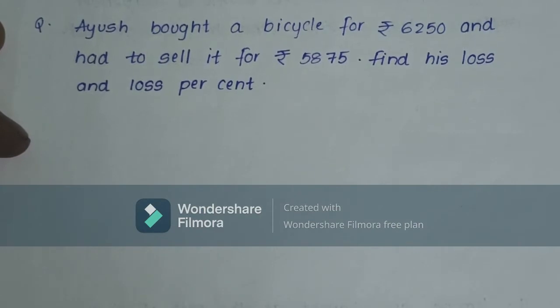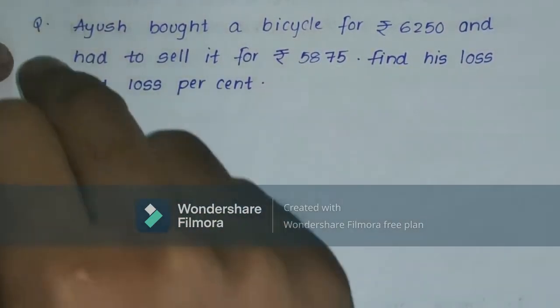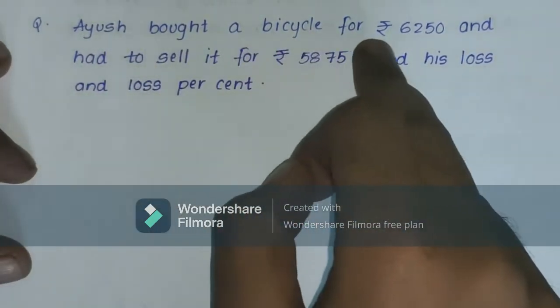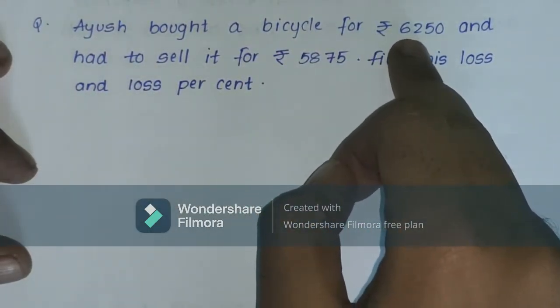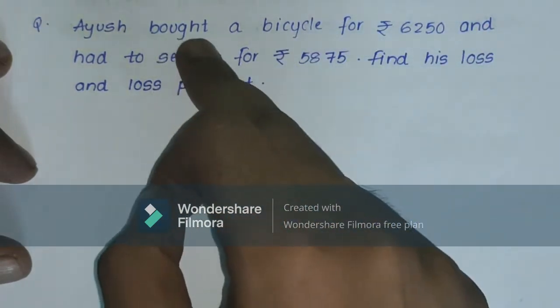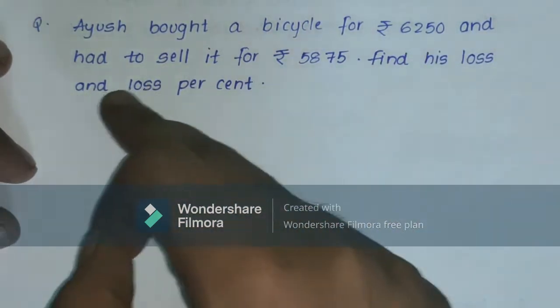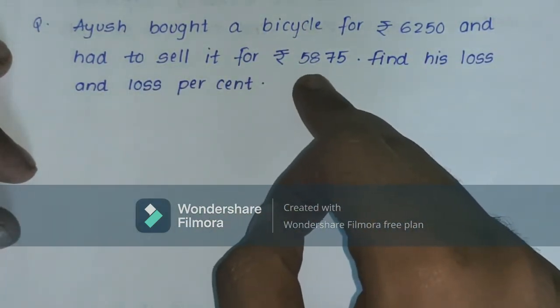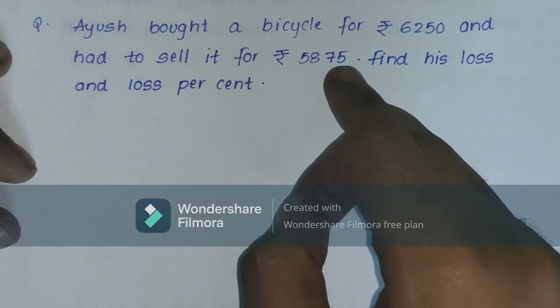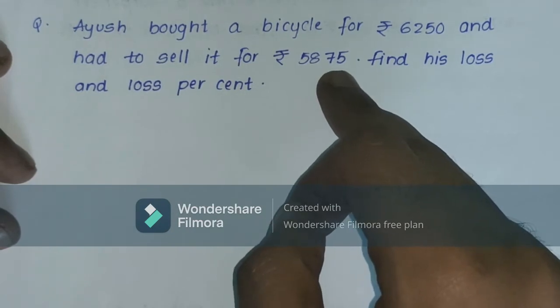We have already discussed the four formulas. Now let us start with a few questions related to profit and loss. Okay student, read the question: Ayush bought a bicycle for rupees 6,250. That will be the cost price. Bought means that is the cost price, that is CP, and had to sell it for rupees 5,875. That means that is the selling price, which means it's the SP.